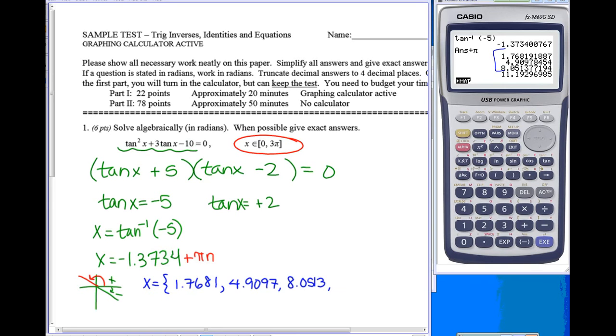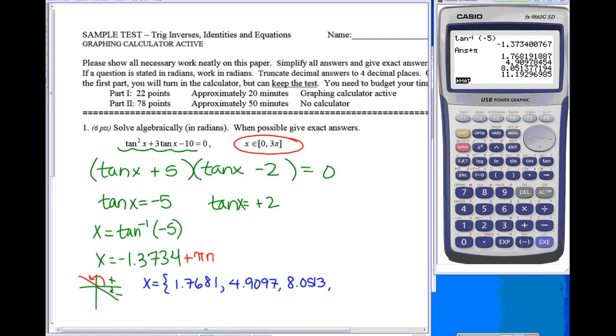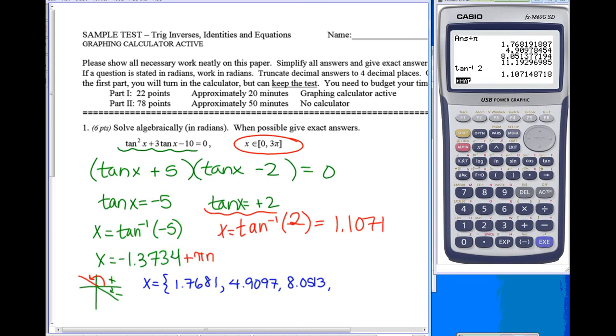So I wrote those down and I truncated all of them to 4 places after the decimal, meaning I just chopped the decimal off. Now I need to figure out the second part of my equation, which was when is the tangent 2. So I want to do the inverse tangent of 2. That's what my x is. That's shift tangent on my calculator of 2, and that is 1.1071. That's a nice answer.